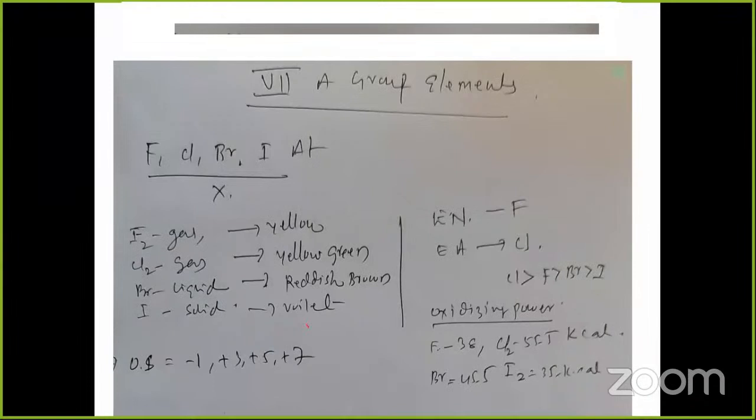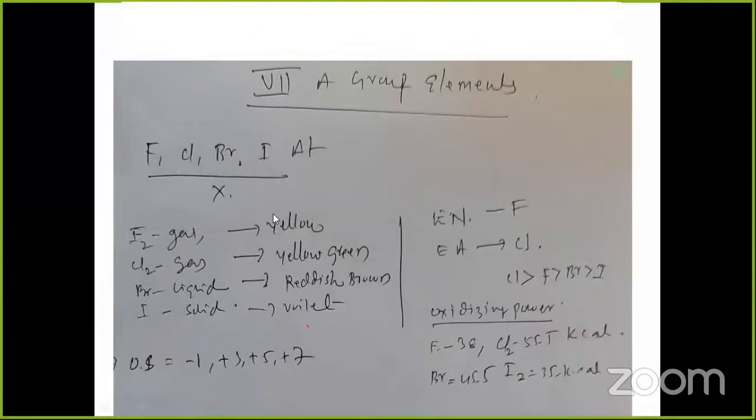F, Cl, Br, I, denoted by X, halogens. And they are exhibiting colors. Fluorine exhibits yellow color, chlorine shows yellow green, bromine reddish brown, iodine violet color. These are also important colors, they should be remembered. Because of unpaired electron present here, odd electron presence here, that's why they show colors: yellow, yellow green, reddish brown, and violet. Oxidation states -1, +1, +3, +5, +7.